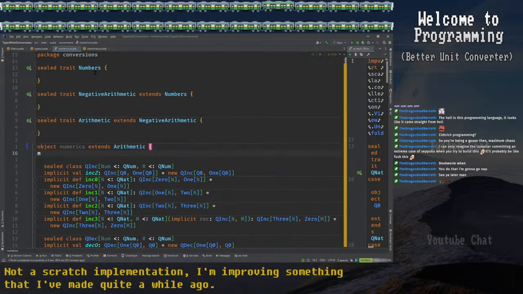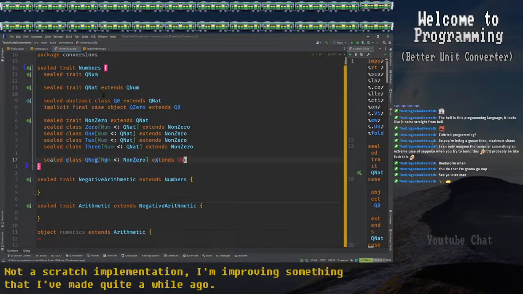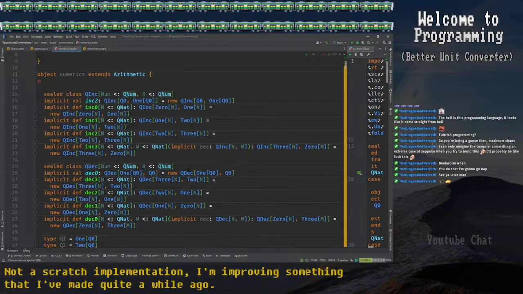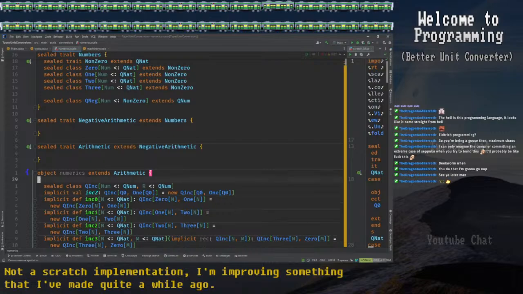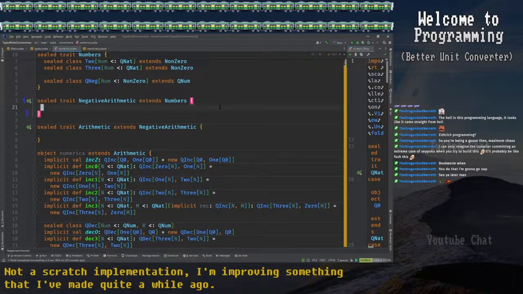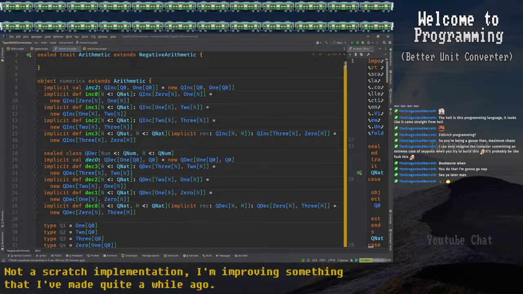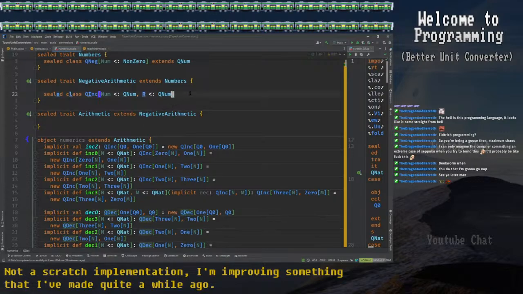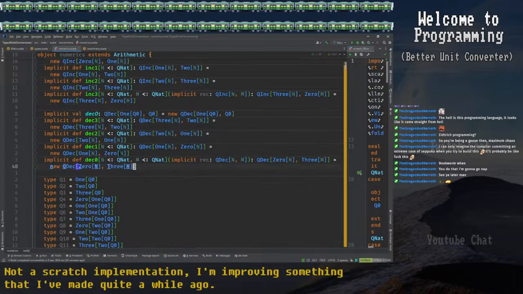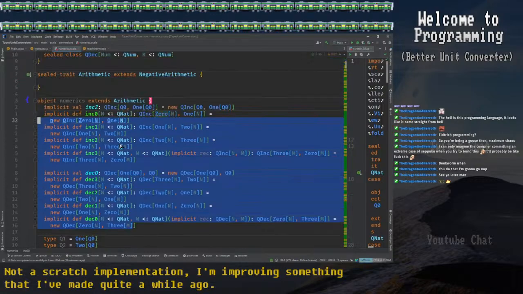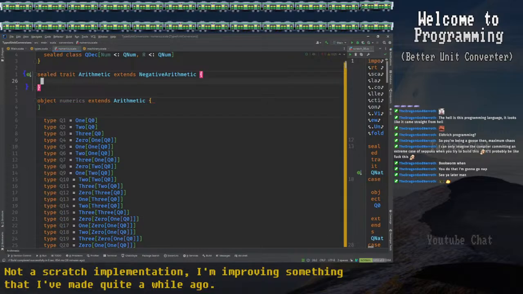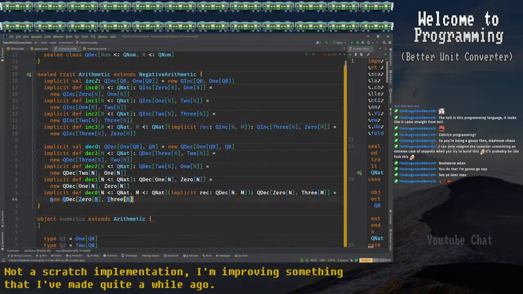So we need to move all this up here. Oh, dear God, this is getting cursed. And then we need to put these in here. Now we need to move these in here. Oh god, this is very cursed.